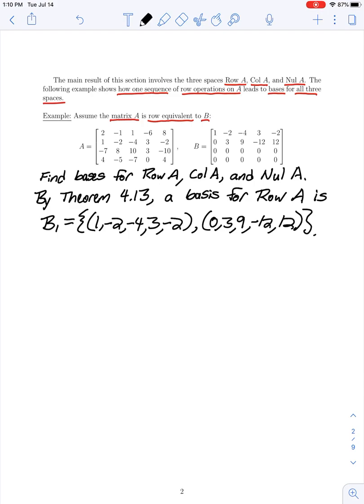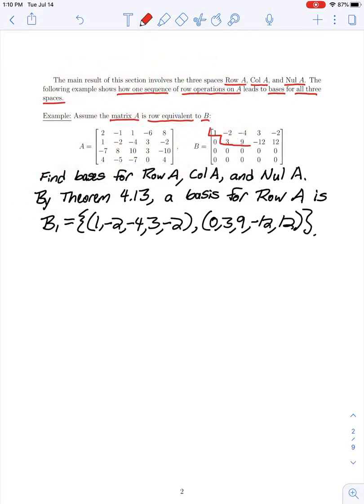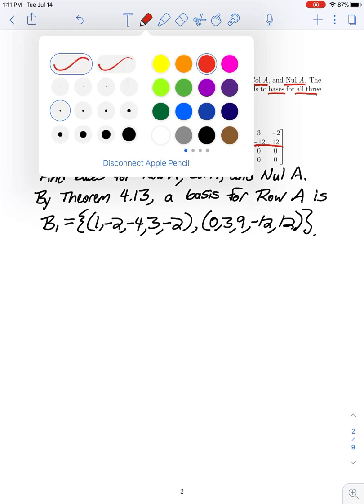So let's consider another example. Here, or the next part of this example, we're asked for a basis for the column space of A. So recall that in our earlier chapter 4 material, we had a theorem which said a basis for the column space of a matrix A would be the columns of A which correspond to pivot columns in the row-reduced matrix B. So by looking at the form of our matrix B here, we see that it has two pivot columns, namely the first two columns of B are pivot columns, and therefore the first two columns of the matrix A would form a basis for the column space of A.